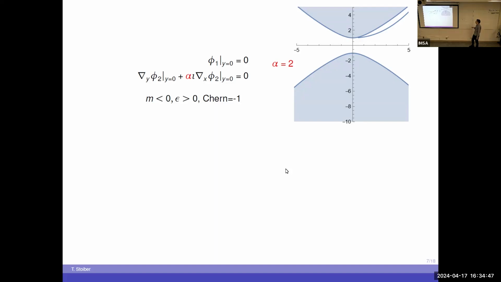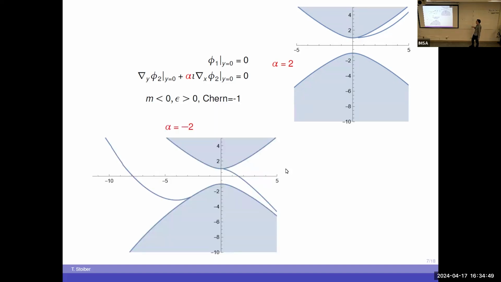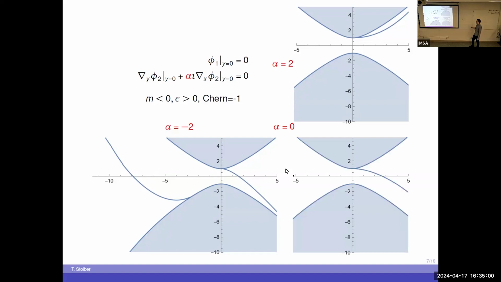Okay, this is for large alpha. For large negative alpha, we have the opposite problem. Now we have too many edge bands. Now we have two bands for some reason which close the gap. And then for alpha equal to 0, which is in the middle, bulk-edge correspondence works, but by now we have lost all confidence that this is not maybe just some freak accident of nature.